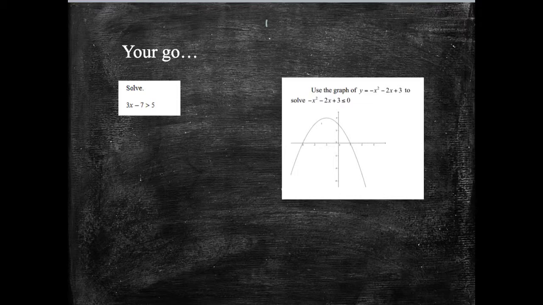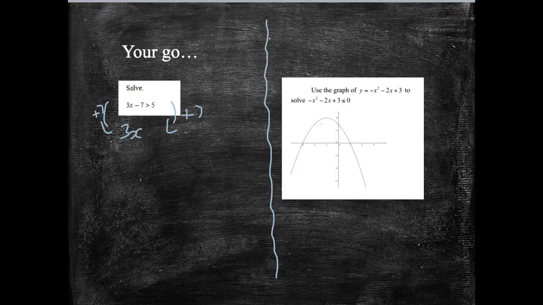Okay, I'm just going to split the page in half so we can see. First of all, on this left hand side, if we're solving this, we can add 7 to both sides. So 3x, add 7 and add 7. 3x is going to be greater than 12 divided by 3, and I get x is greater than 4.